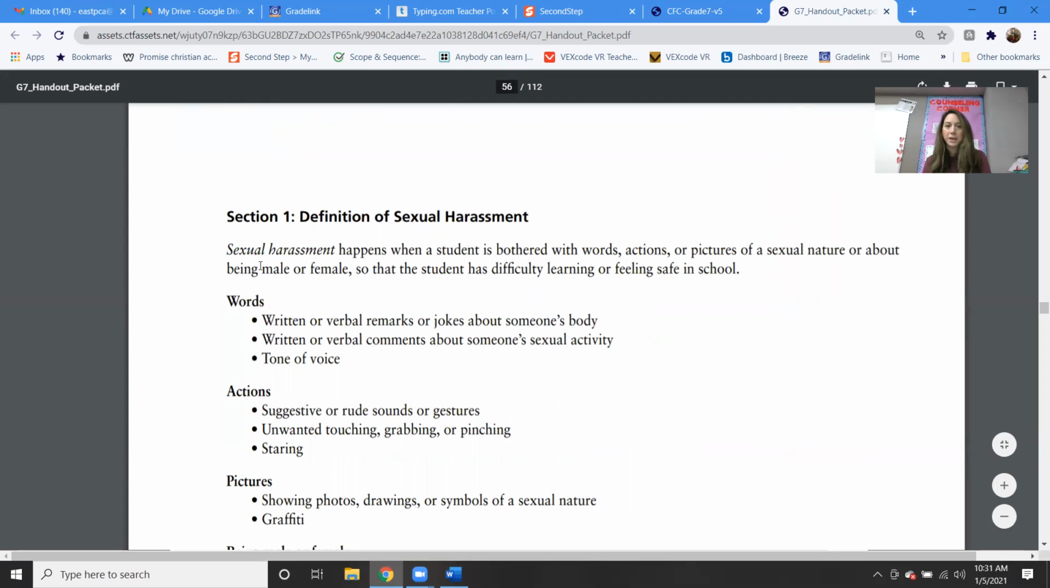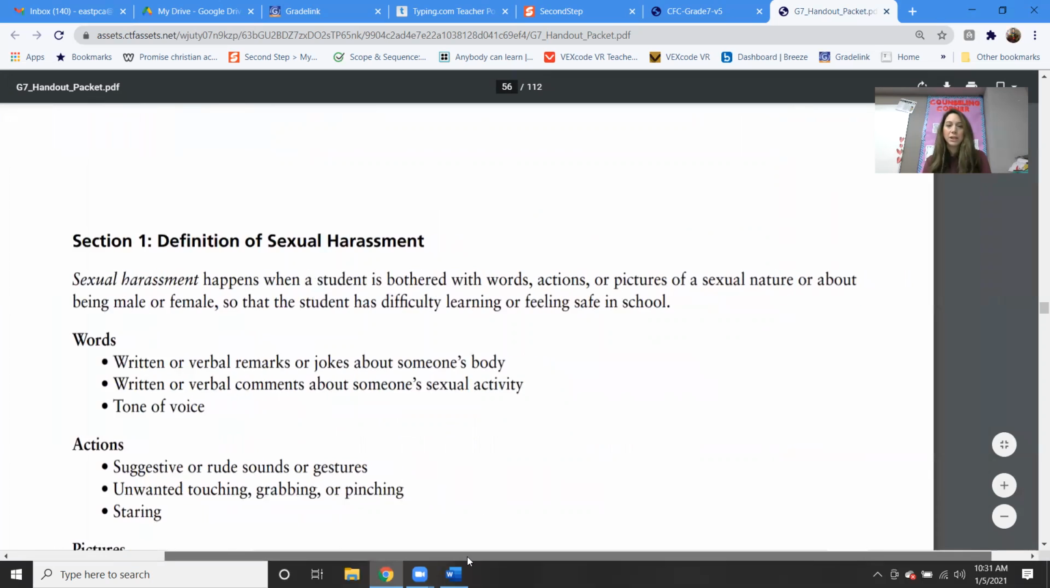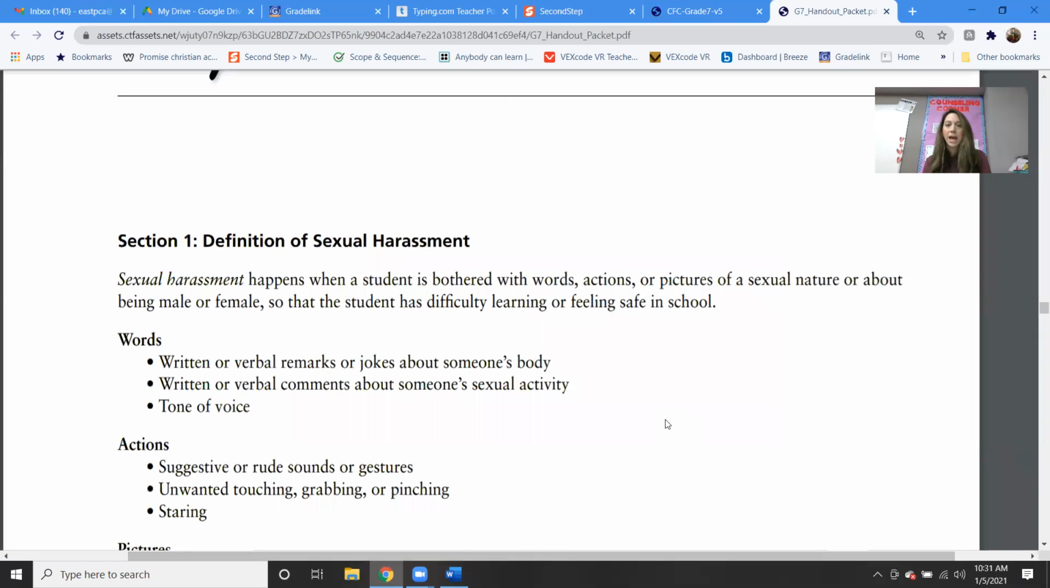what is sexual harassment? It says sexual harassment, let me see if I can make it bigger, happens when a student is bothered with words, actions, pictures of a sexual nature, or about being male or female, so that the student has difficulty learning or feeling safe in school. Some examples of sexual harassment could be through words. It could be written or verbal remarks or jokes about somebody's body, right?